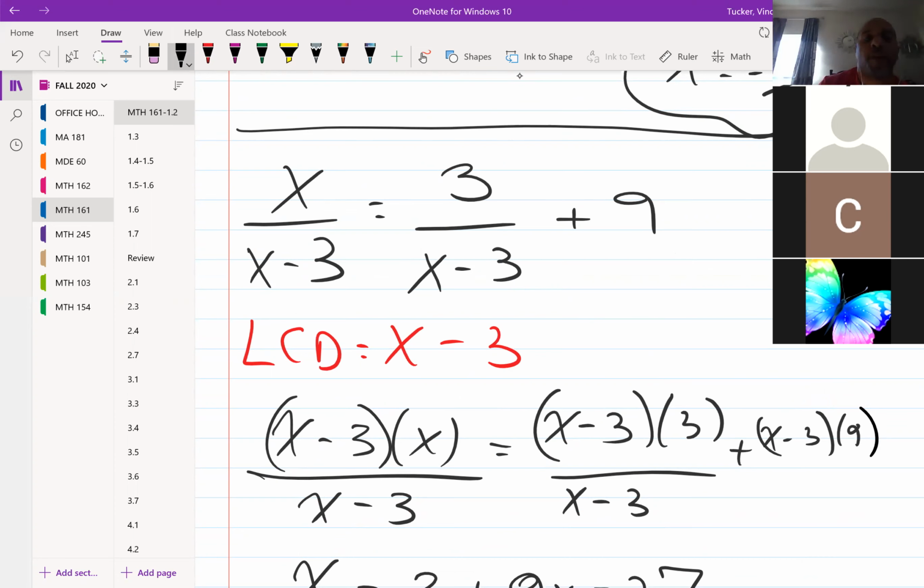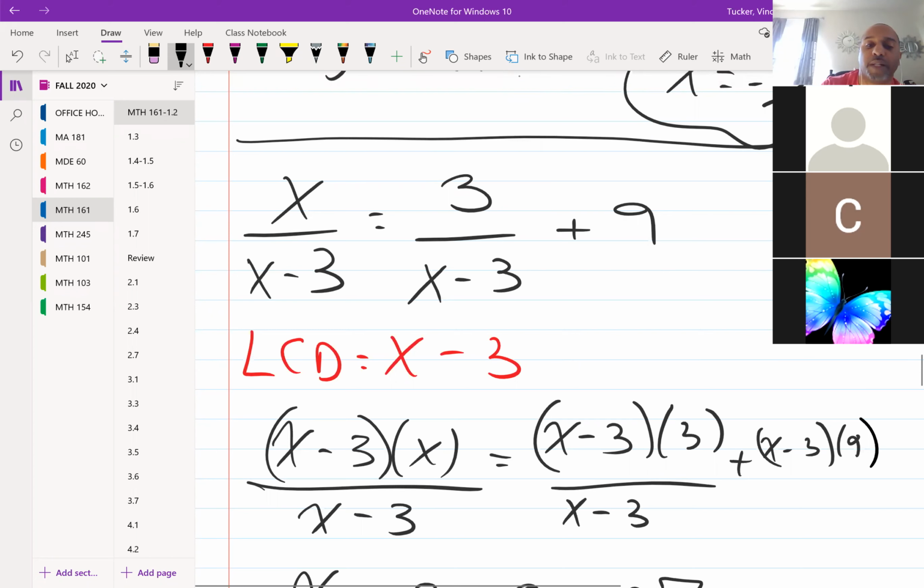All right, so we have x over x minus 3 equal to 3 over x minus 3 plus 9. So our LCD is going to be x minus 3. That's the only denominator that we have, so we don't have to try to figure out anything else. x minus 3 is the least common denominator. So to get rid of that, we're going to multiply that x minus 3 to each numerator. And that's what I did down here at this bottom line.